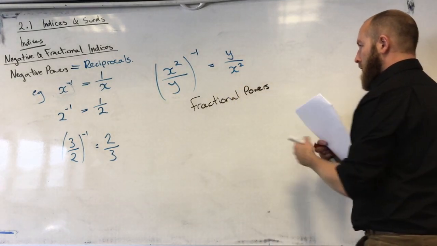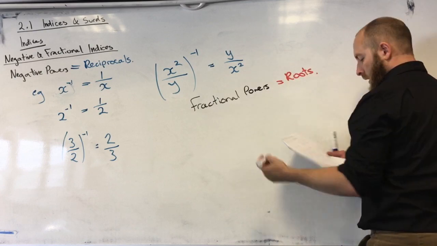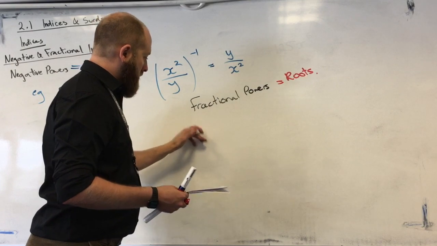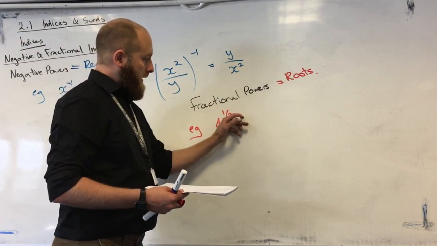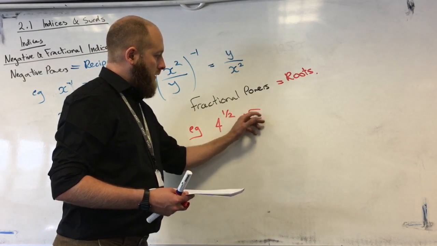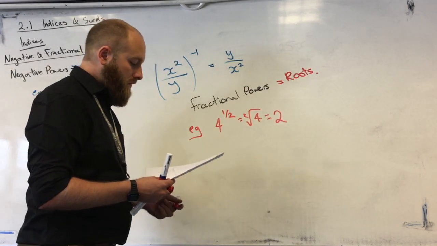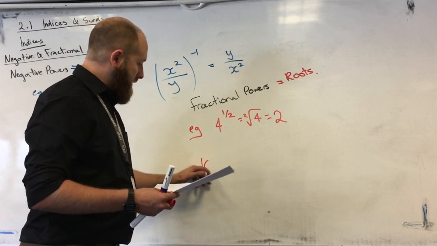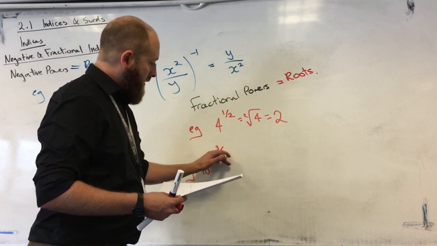And fractional powers are roots. So for example, you could have 4 to the power half, which is going to be the square root of 4, which is obviously 2. You could have, to make them a bit more difficult, 16 to the power minus 3 over 2.